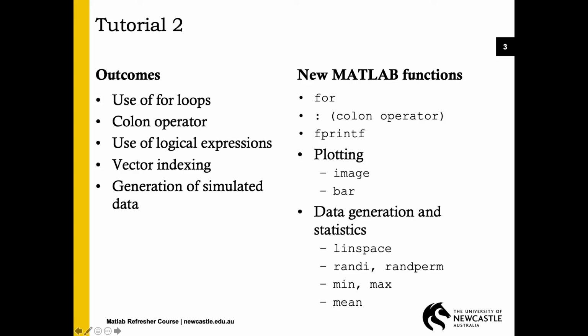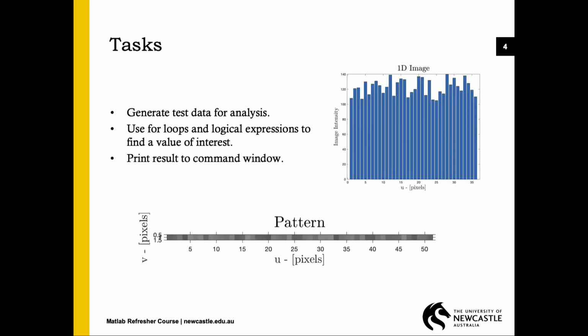In this tutorial, we'll be sorting through lists of numbers called vectors in Matlab, and we'll start to use for loops, logical expressions, and learn about different ways to index variables in Matlab. All of the new functions we'll encounter are listed here on the right. The first thing we'll do is generate test data for analysis. We'll use for loops and logical expressions to search through it for our number of interest. Then we'll report that result to the command window and plot the results. Let's move over to Matlab and get started.